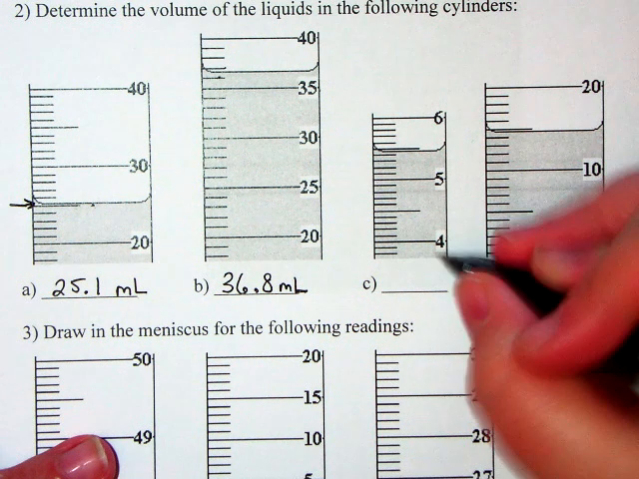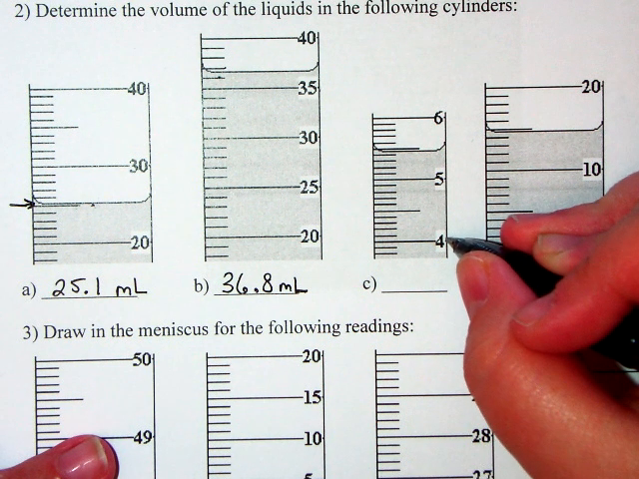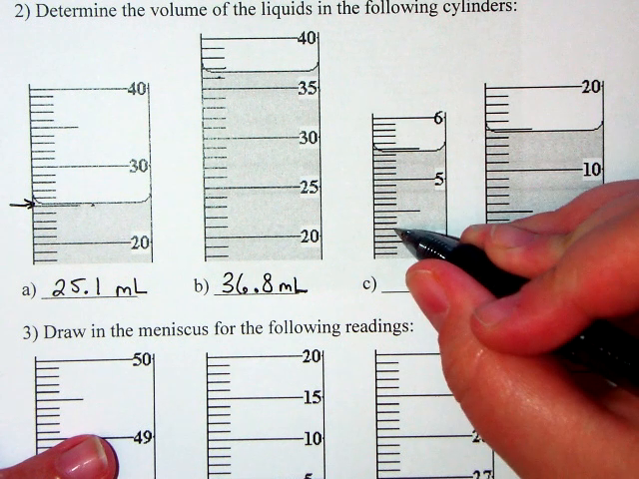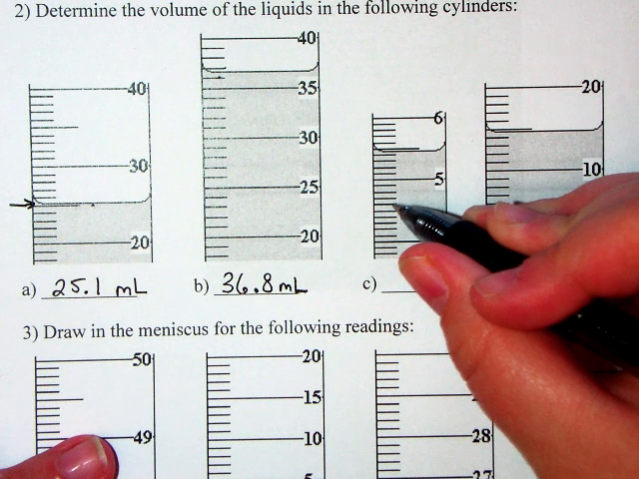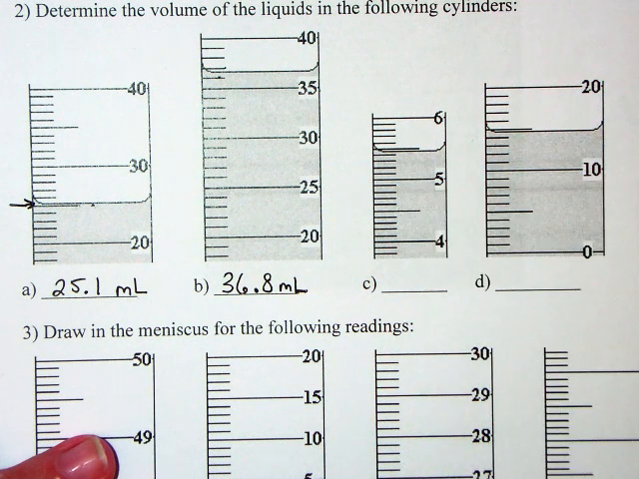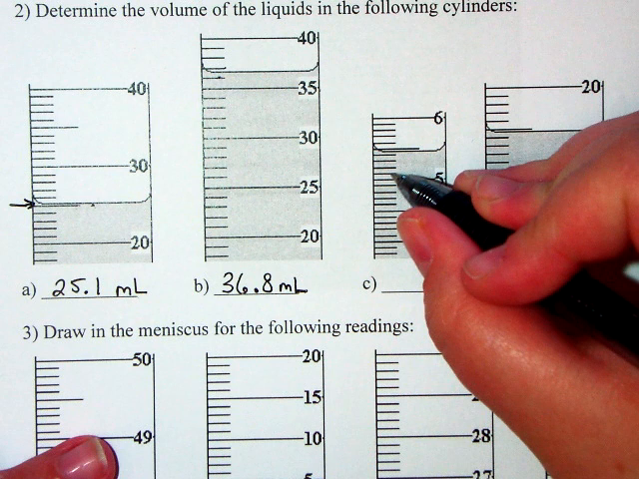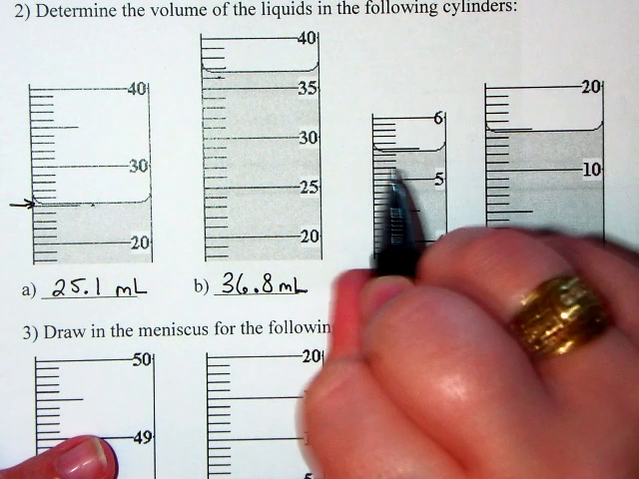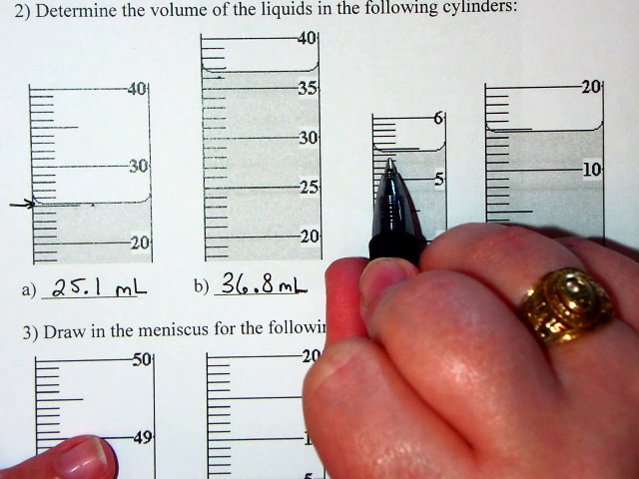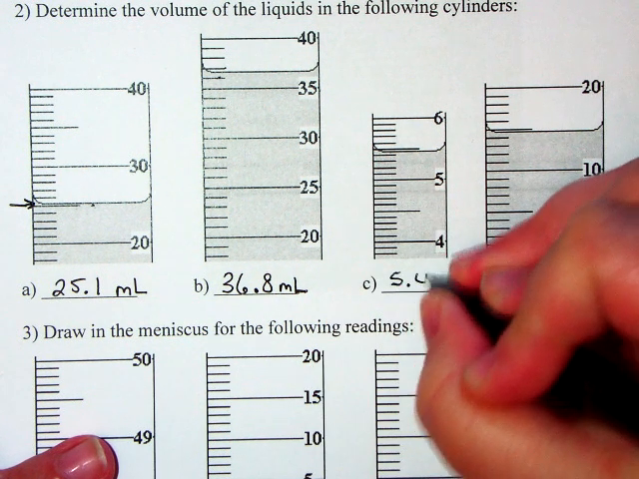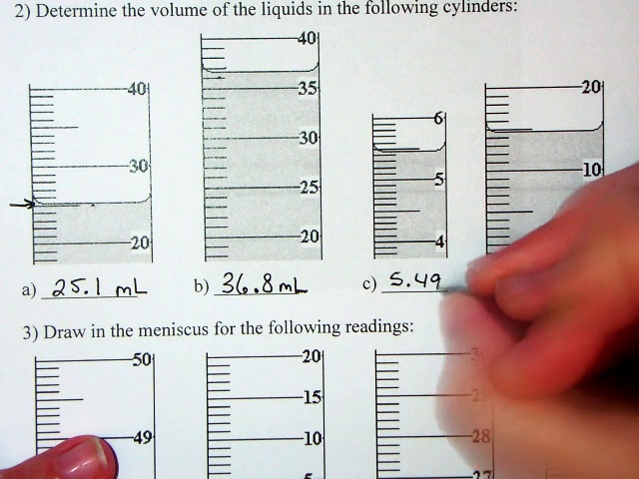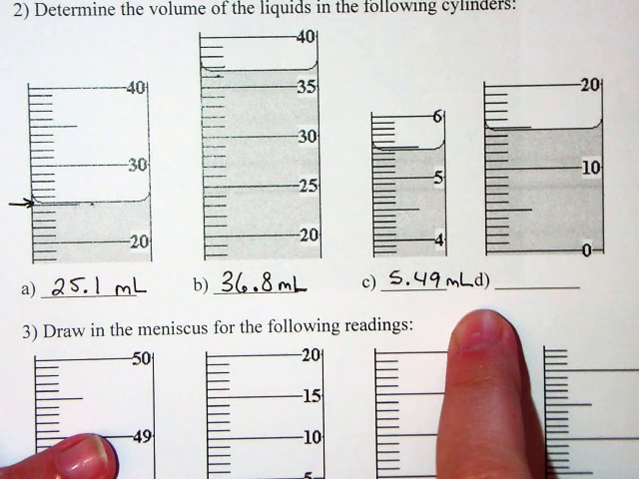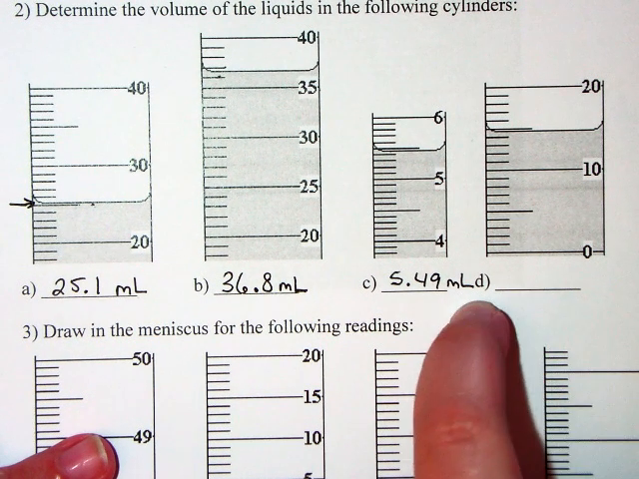Next up, we have one that counts by tenths. We have 4 and 5. So we have 4.1, 2, 3, 4, 5, 4.6, 4.7, 4.8, 4.9, 5. Let's look. 5.1, 5.2, 5.3, 5.4. It doesn't quite make it to 5.5. I'm going to say it is 5.4, and let's call it 5.49. It's not quite there yet. Milliliters. You have to have that unit on there in order to be correct.